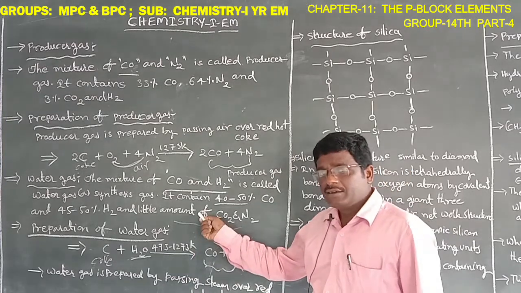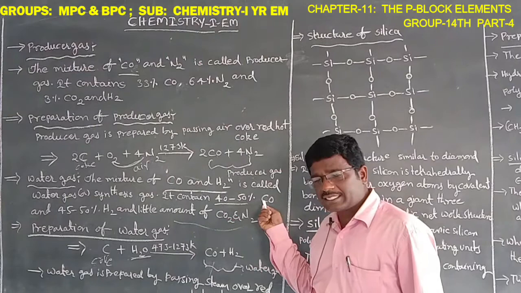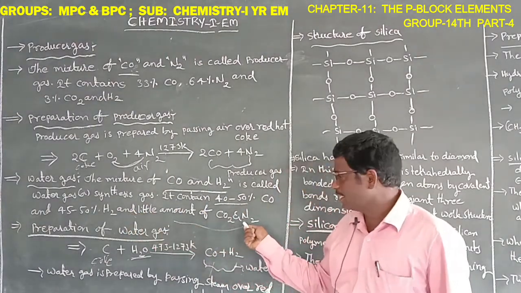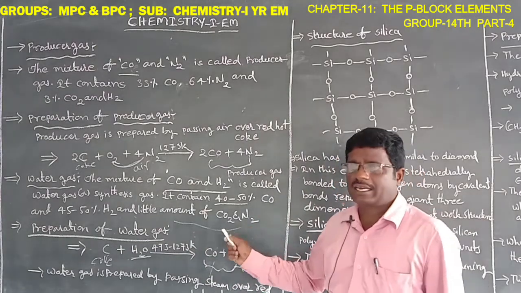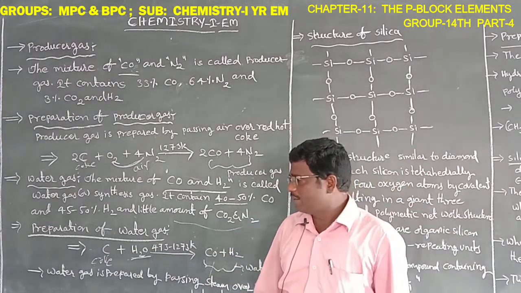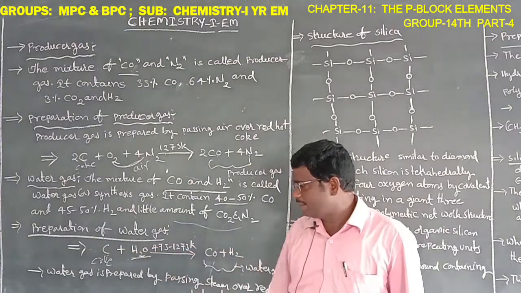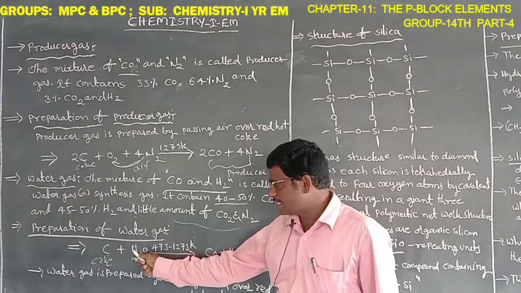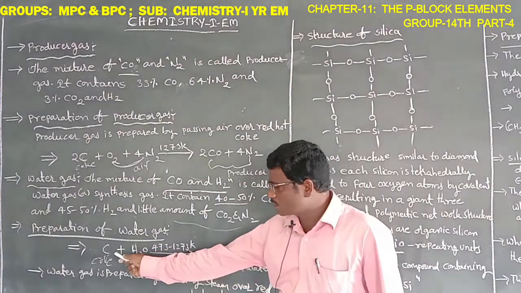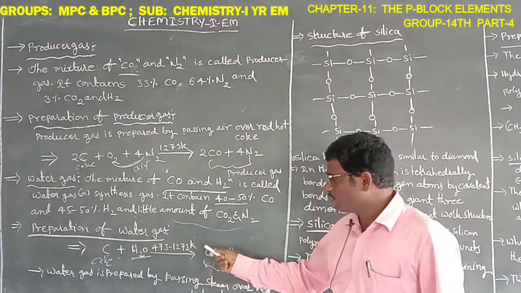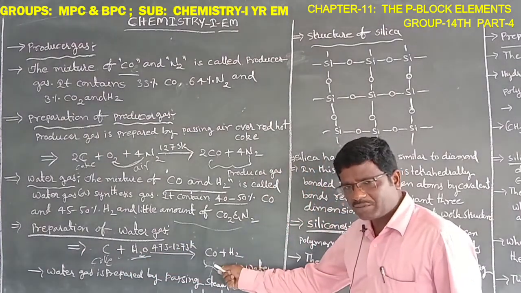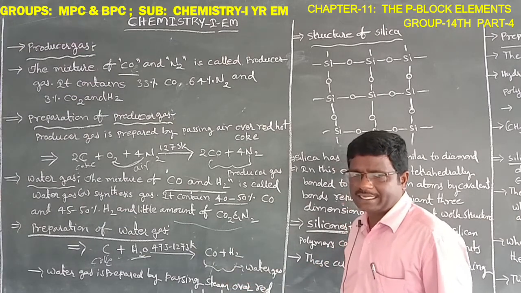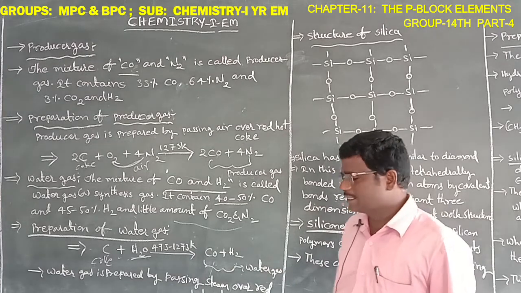It contains 40 to 50% carbon monoxide, 45 to 50% hydrogen gas, and a little carbon dioxide and N2 gas. That is also called water gas. Next, water gas is prepared by passing steam over red hot coke at 473 to 1273 Kelvin, forming carbon monoxide and H2. Carbon monoxide and H2 are also called water gas, syngas, or synthesis gas.